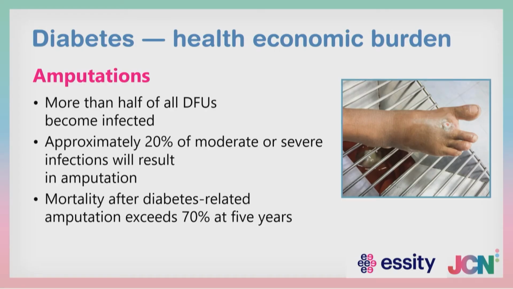More than half of all DFUs can become infected, and approximately 20% of moderate or severe infections will result in amputation. There are international guidelines regarding infection of diabetic foot ulcers, and so it's good to be aware of what they are. Mortality after diabetes-related amputation exceeds 70% at 5 years.